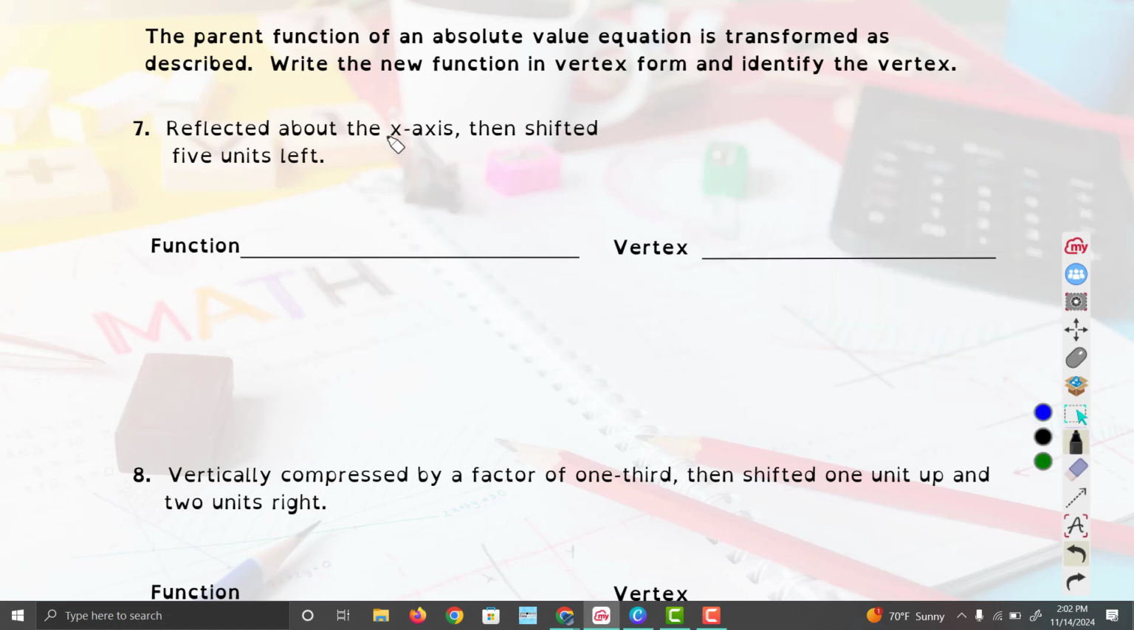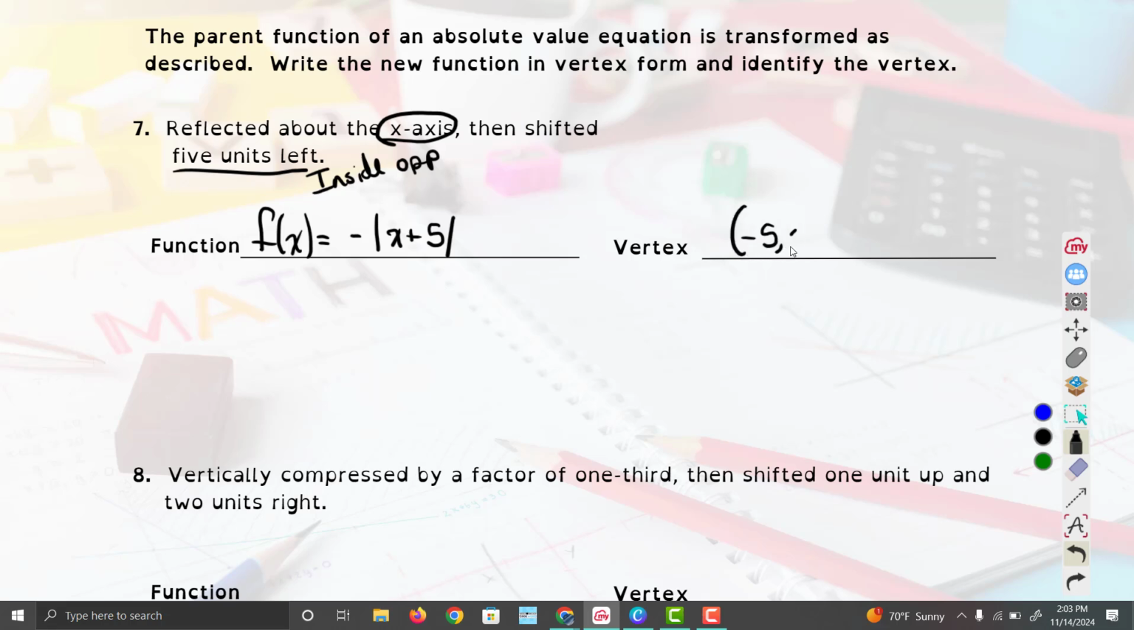We have, it's reflected across the x-axis. So that's going to be a negative in front of my function. Absolute value. And it says it shifted 5 units left, so it's going to be inside. It's going to go opposite. So if I'm going left, that means I'm going to add 5 to my absolute value on the inside. And the vertex is going to be at -5, comma, 0.